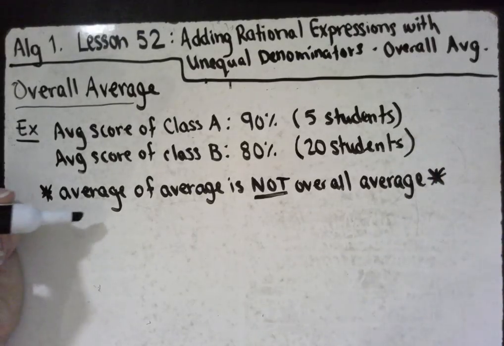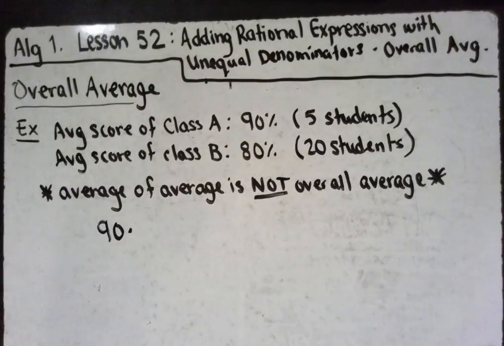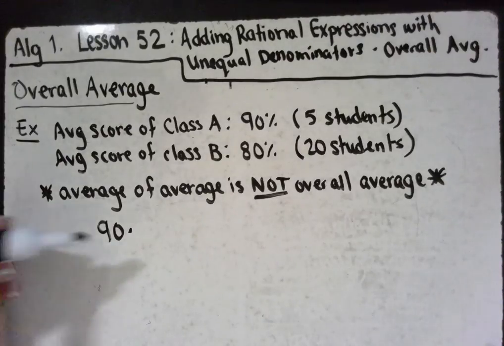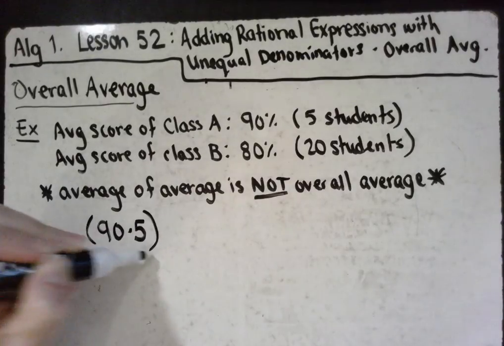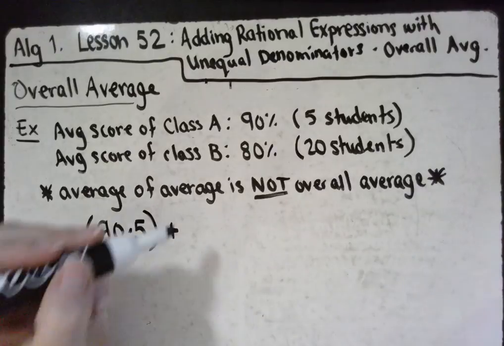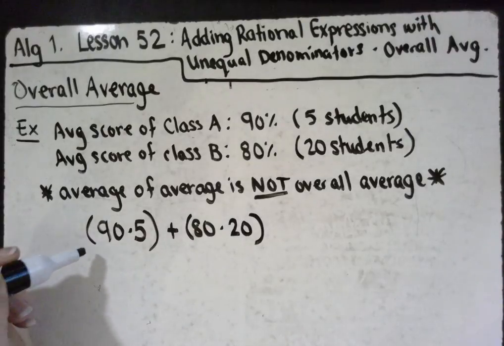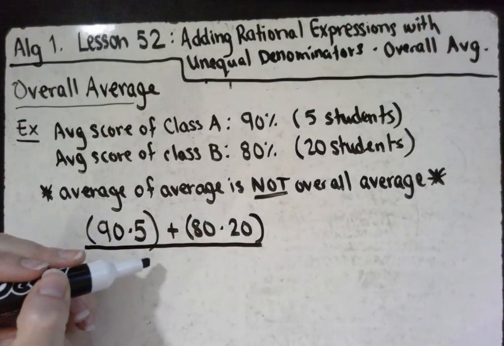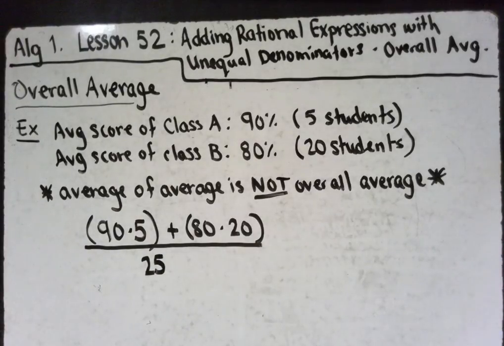So what we do is we take 90%, we take the score of 90, and we multiply it by how many people or how many subjects were in that experiment or how many points of data there were. So we multiply that by 5. And then we're going to add 80 multiplied by 20. And then we're going to divide the sum by the overall number of data, which would be 25. Now this is going to give us a more fair estimate of the overall average. So go ahead and calculate the overall average of these test scores.